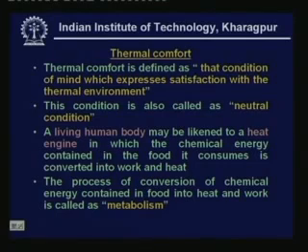We know that all living beings, including human beings, consume food. Food is required because it is converted inside the body into heat and work. The work is used for doing useful tasks, and the heat is required because, especially in human beings, we are warm blooded animals. Our bodies have to be maintained at some particular temperature, so continuous heat generation is required. So the food we consume is utilized for these two purposes.